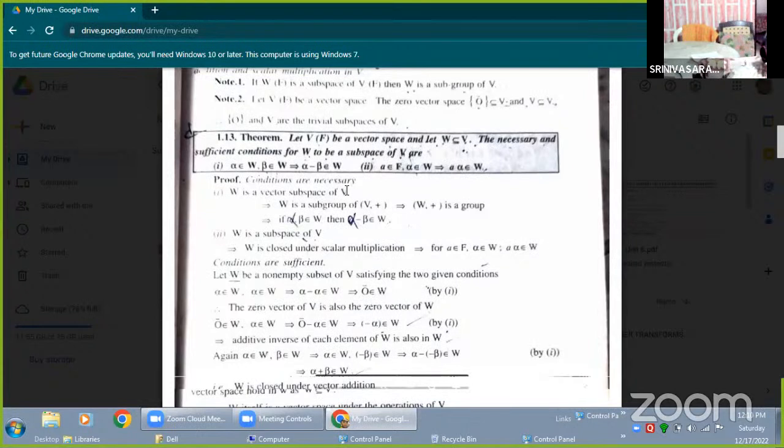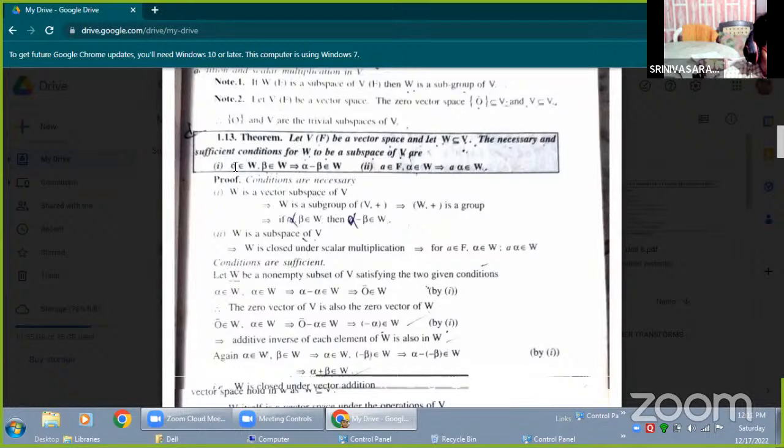First of all, what is the necessary part? W is a vector subspace of V. Here V is the vector space and W is its subspace. Now, by the definition of vector space, W under addition is also an abelian group. And before the abelian group, we must prove the group part. V under addition is an abelian group, so the subset is a subgroup. So suppose W is a subgroup of V under addition, and in the same manner W under addition also forms a group.